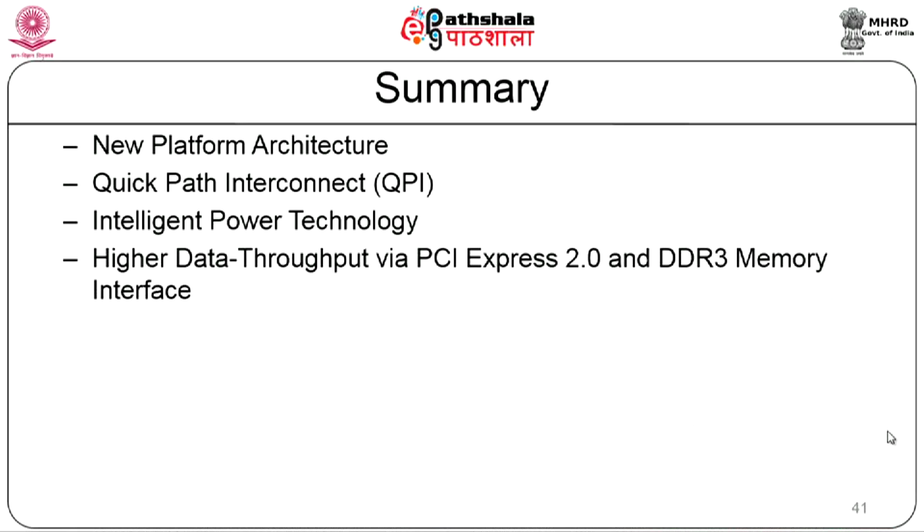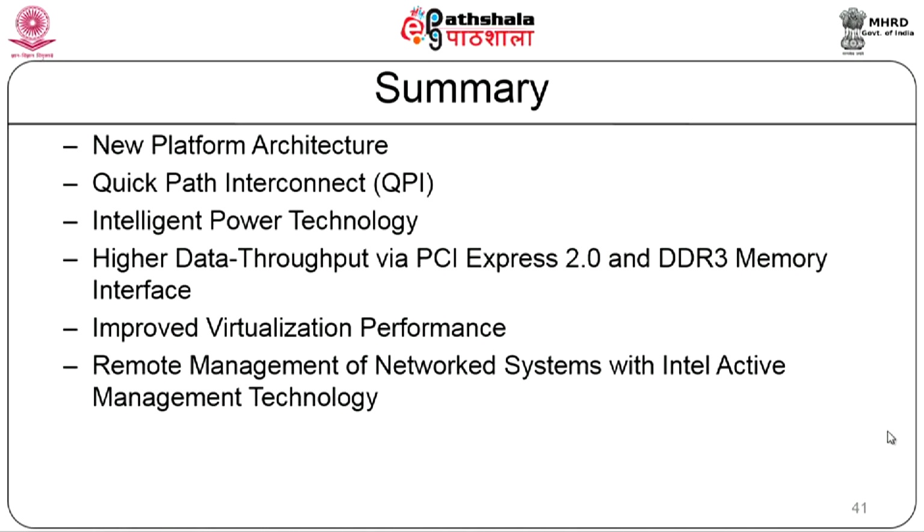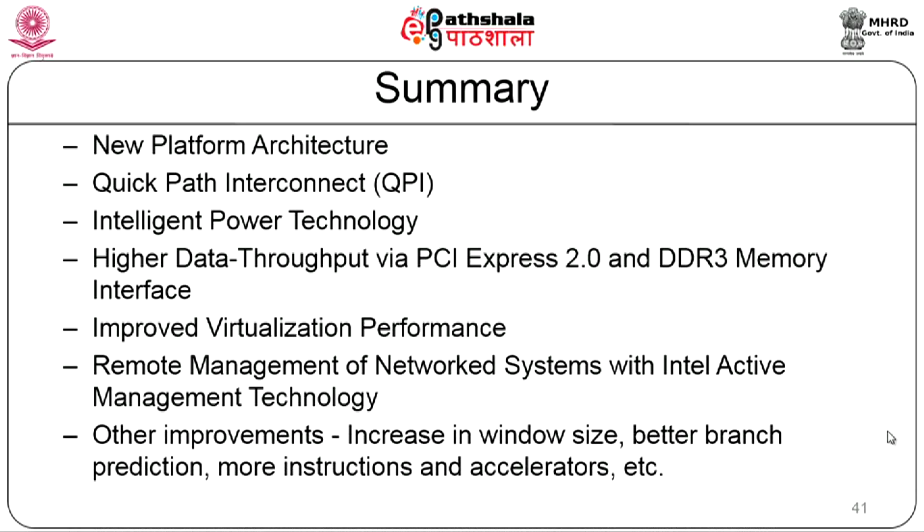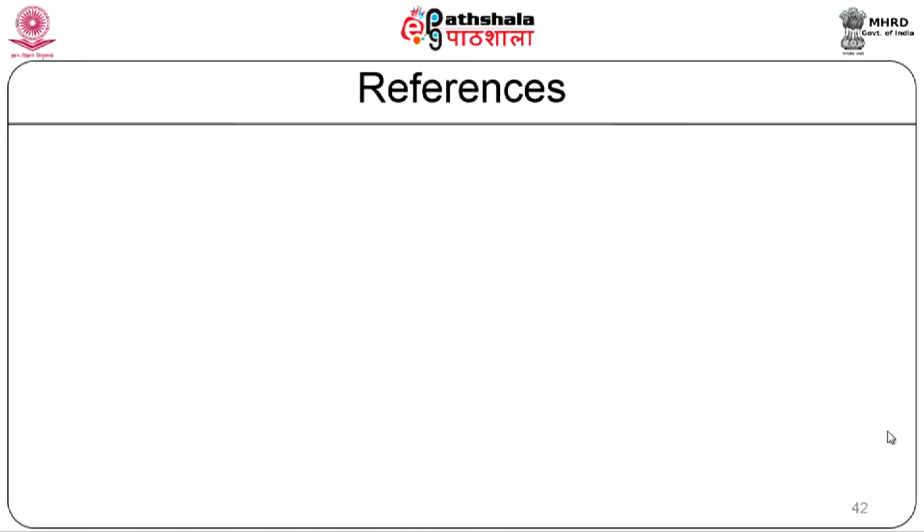We also looked at how you can have higher data throughput through PCI Express 2.0 and the DDR3 memory interface. We saw how you can have better virtualization performance, and we also looked at how you can have remote management of network systems with Intel's AMT. We also pointed at other improvements like increase in window size, better branch prediction, more instructions and accelerators, etc.